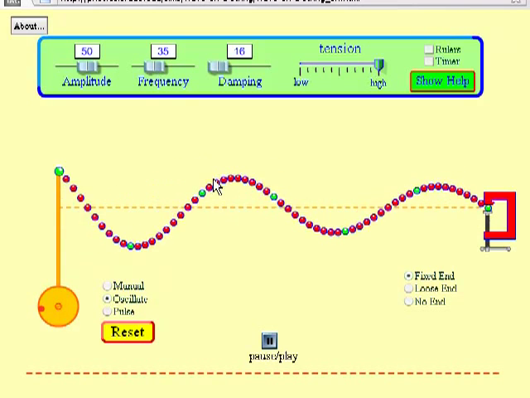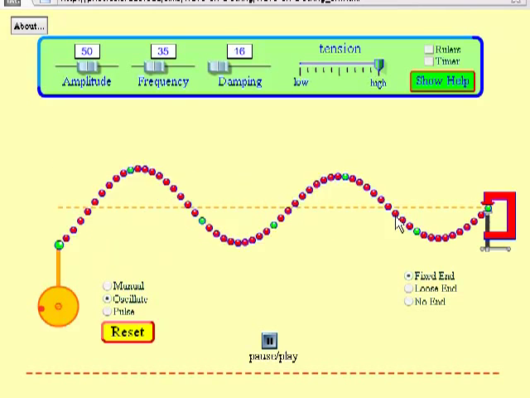And I'm not being very successful. Maybe I've got a node. No, I don't really have a node. I've got a node over here.